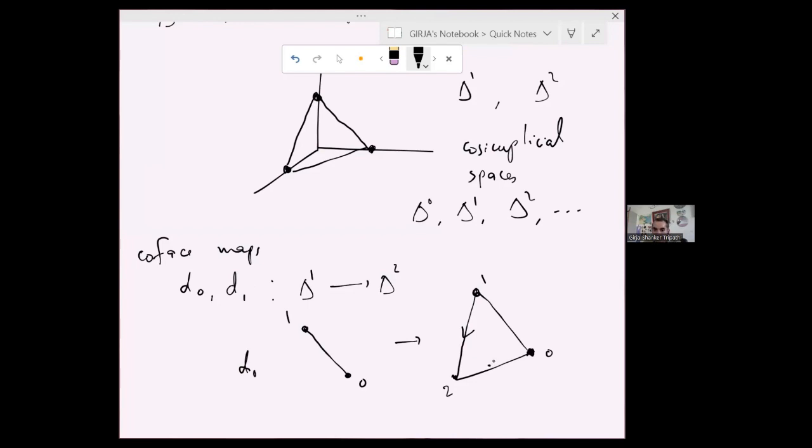Maybe it gets mapped this way. So it gets mapped into here. Whatever be the regions of this name and whatever you feel is being missed, this is the right one. So the point is, in this case, your coface maps end up picking up the face opposite to the corresponding vertex. If you are in delta n minus 1, there are n vertices, and in delta n there are n plus 1 vertices and n plus 1 faces of one dimension less. So it will pick up the face opposite to the corresponding vertex, whichever index you are leaving out. That's how it is.